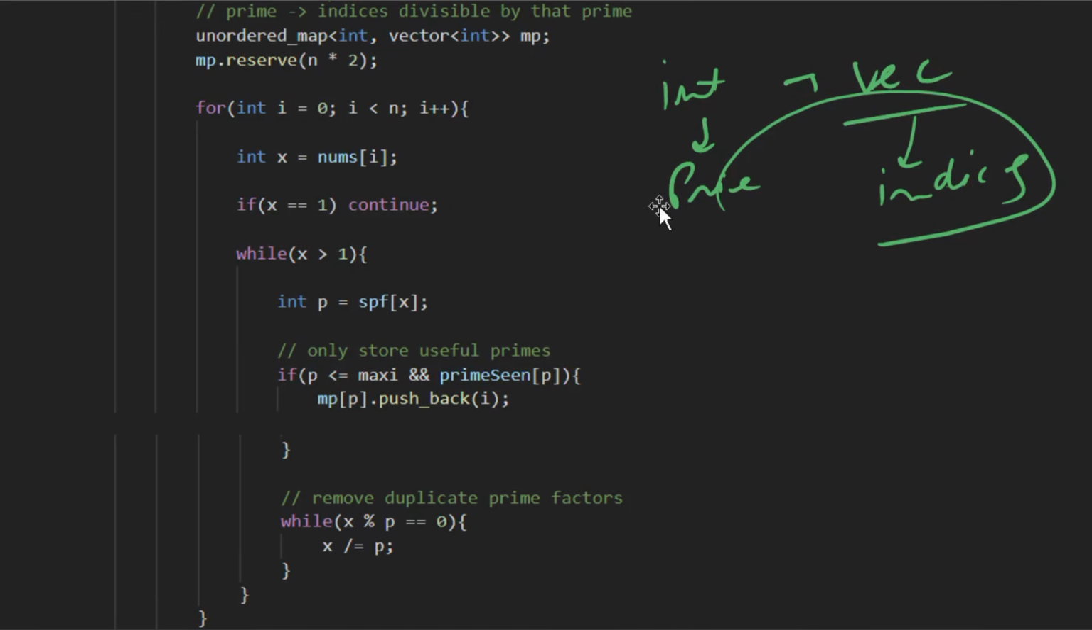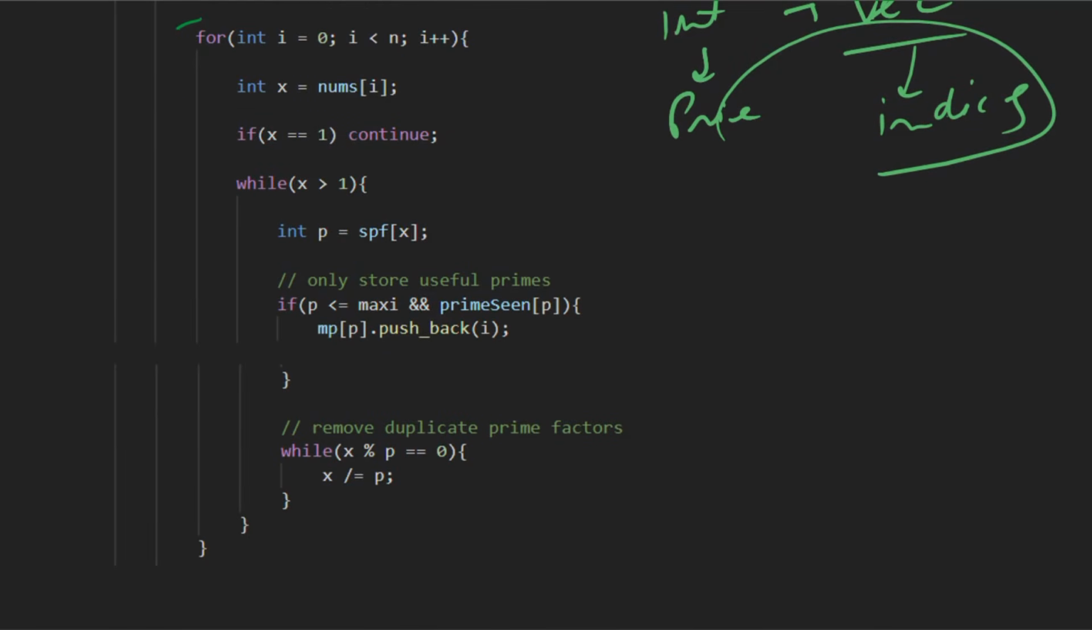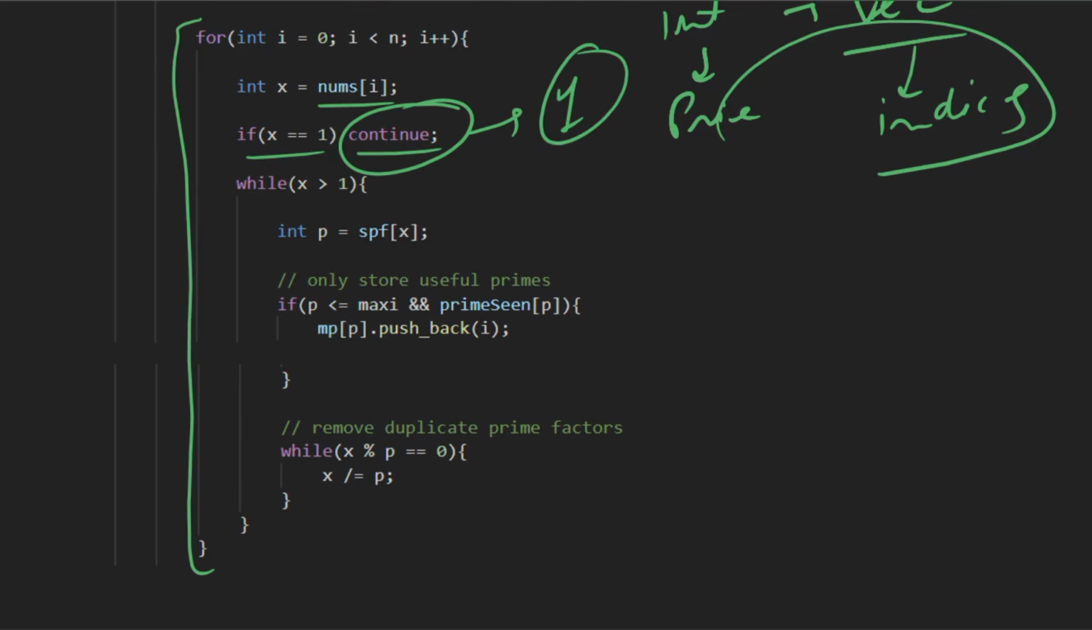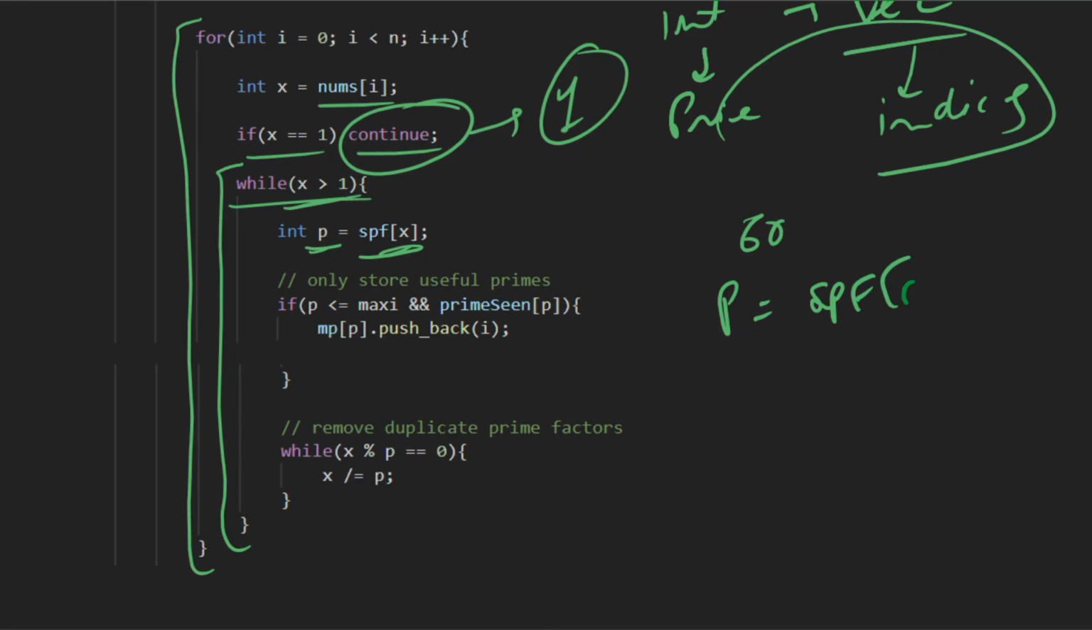And for this we have used a for loop, and we go to each element, that is, let's say x, and if x is equal to 1, that means we skip it because 1 is not a prime number. And while x is greater than 1, we find the SPF of x, that is, let's say 60, then p is equal to SPF of 60, which is 2, right? And if p is less than or equal to maximum, so 2 is less than or equal to our maximum element, that is maxi, which stores the maximum number present in the array.